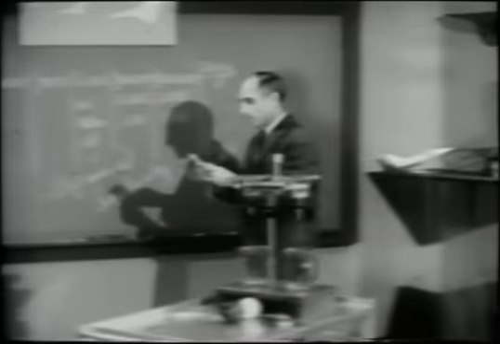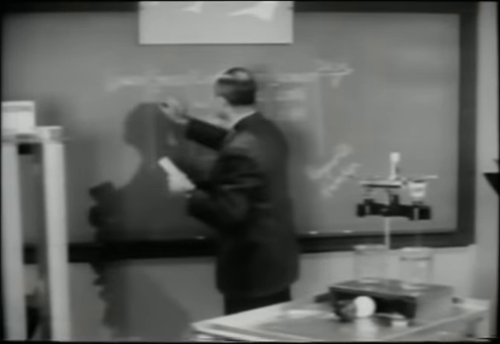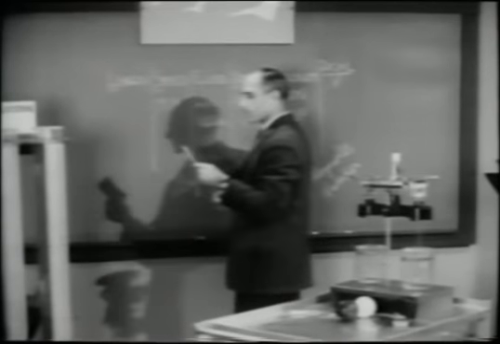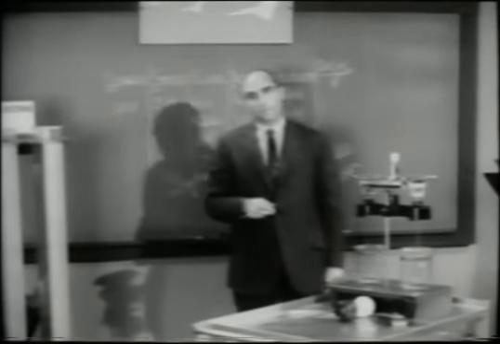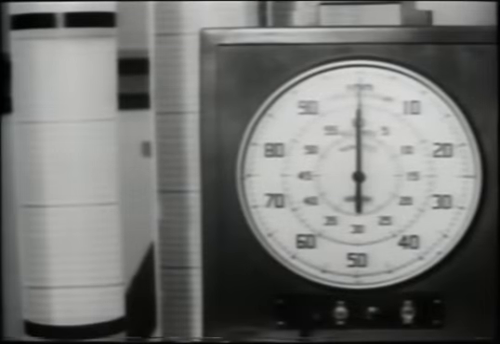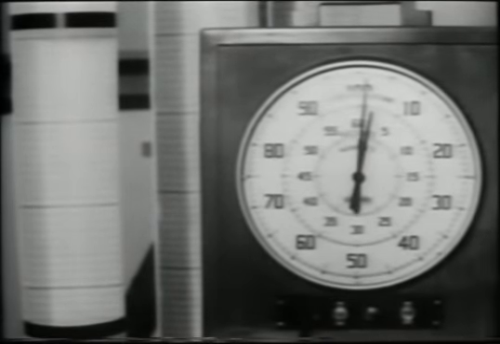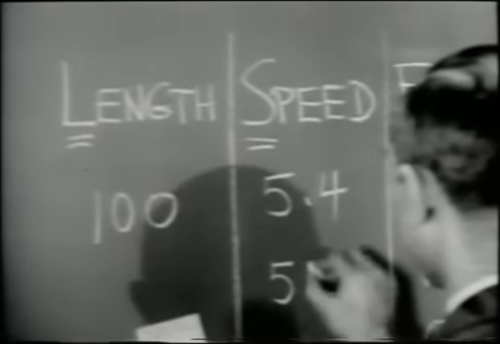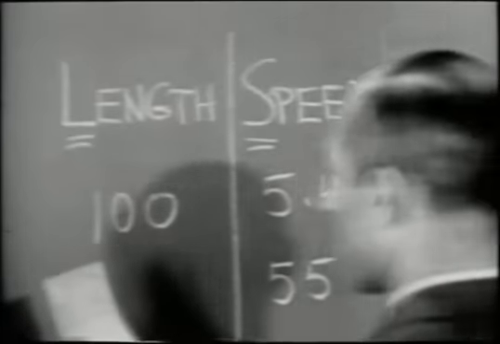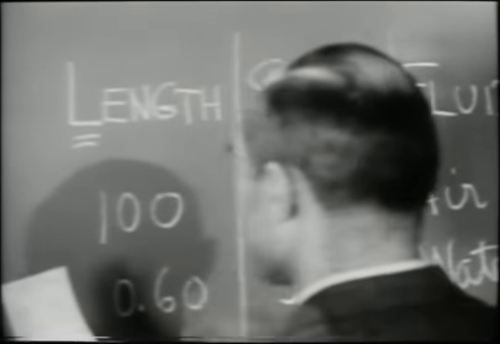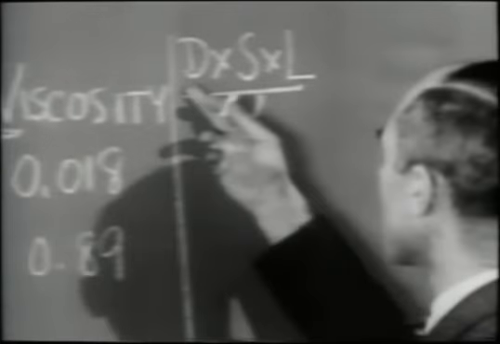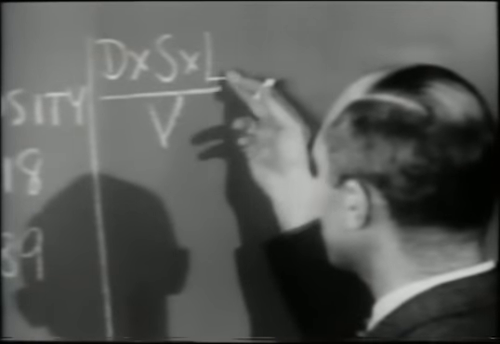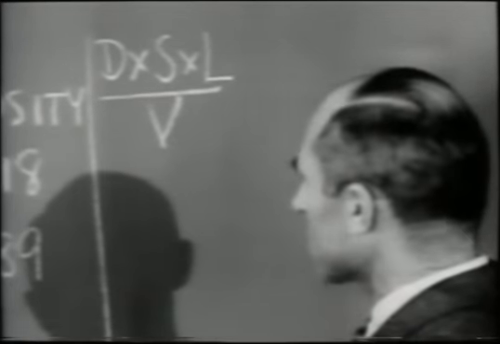In one of these experiments, the terminal speed was 5.4 centimeters per second. And you recall that the diameter is 100 centimeters. We dropped the plastic ball in water and measured its terminal speed of descent. It was 55 centimeters per second. And you recall that the diameter was 0.60 centimeters. Now we may combine these numbers for the density, the speed, the length, and the viscosity, according to the Reynolds number formula.